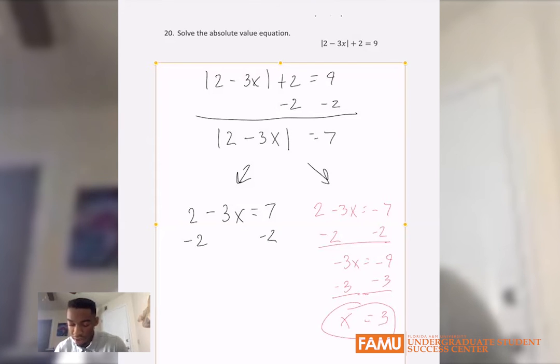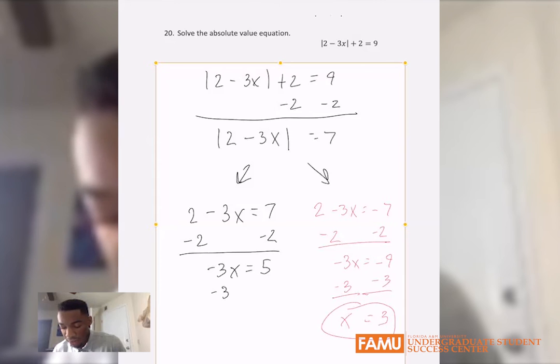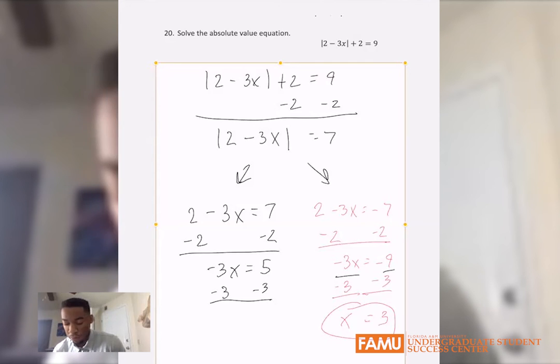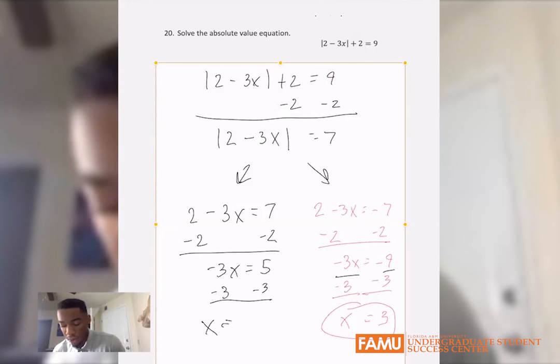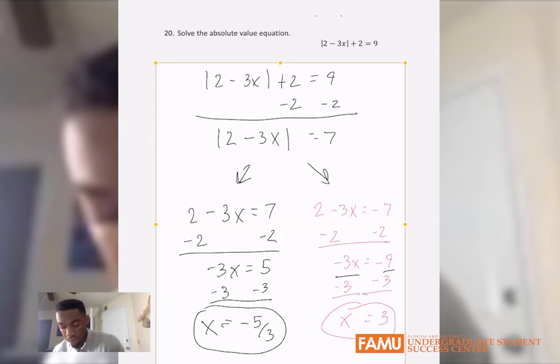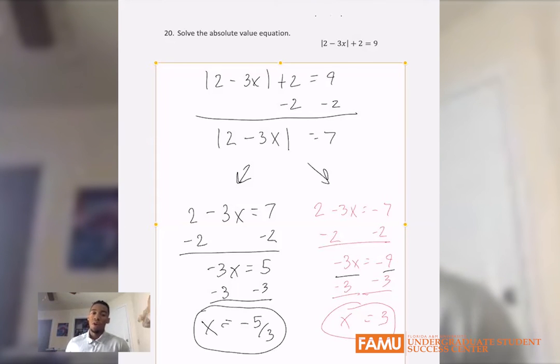So first we're going to subtract 2 on both sides, negative 3x. And because this is positive, 7 minus 2 is 5. And then divide by negative 3 on both sides. Now, because this doesn't divide nice and neat, what you could do is leave it in fraction form. So x is equal to negative 5 over 3. And those are our two answers.